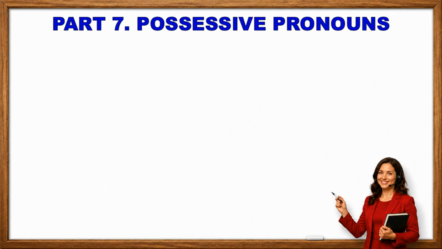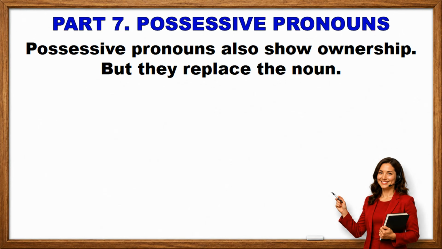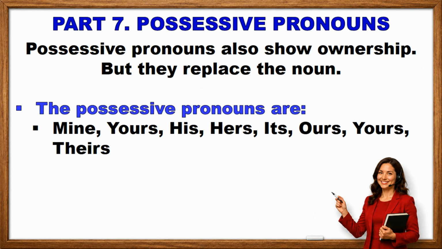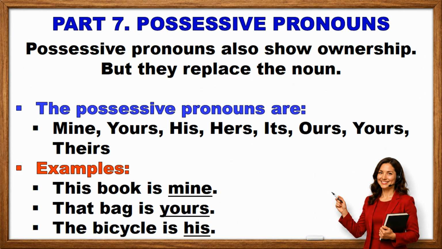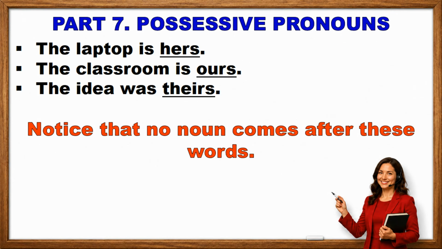Part 7. Possessive pronouns. Possessive pronouns also show ownership, but they replace the noun. The possessive pronouns are mine, yours, his, hers, its, ours, yours, theirs. Examples: This book is mine. That bag is yours. The bicycle is his. The laptop is hers. The classroom is ours. The idea was theirs. Notice that no noun comes after these words.